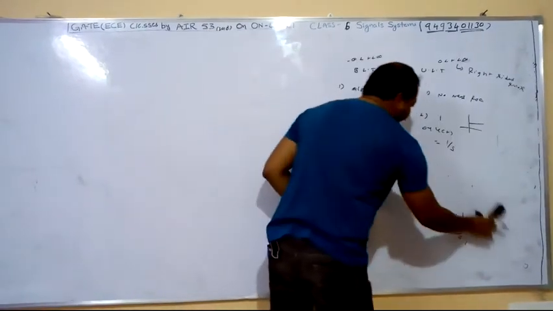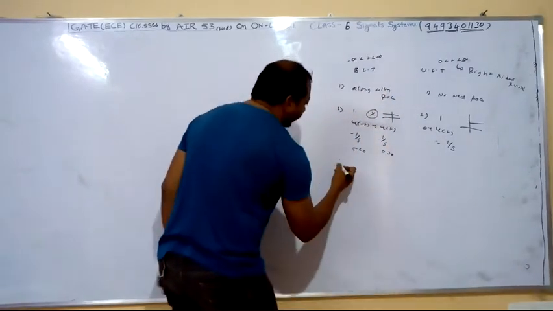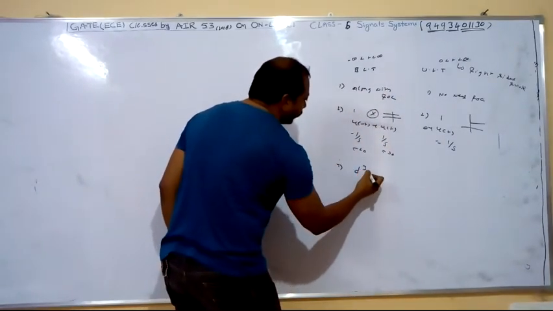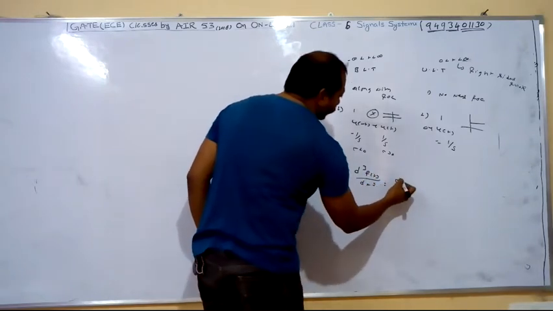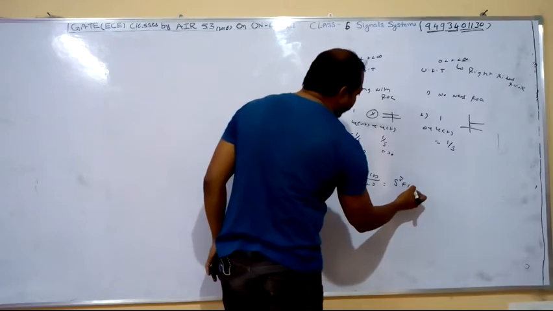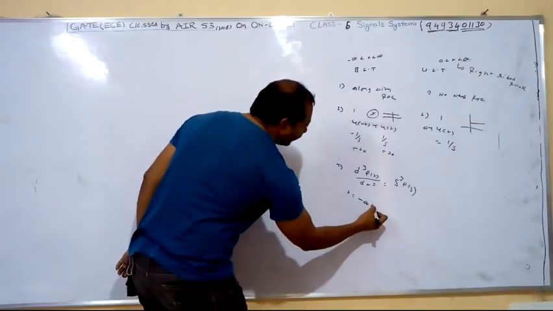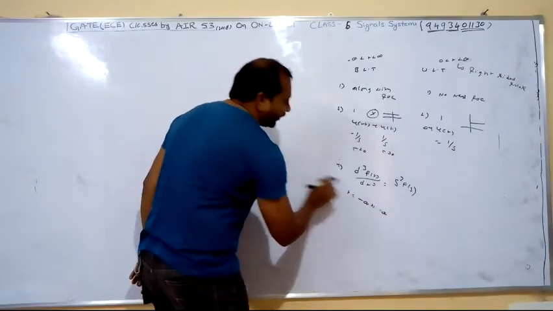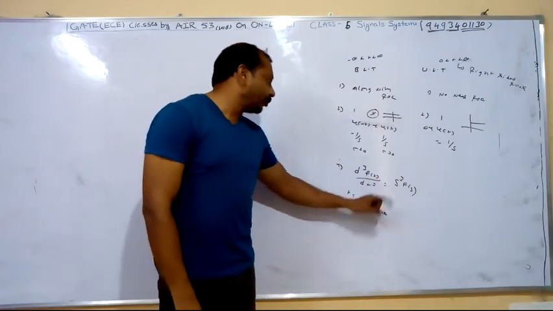Now next one, the bilateral Laplace transform. In the bilateral Laplace transform, the transform of d cube f of t divided by dt cube is simply s cube into F of s. Since the signal starts from minus infinity to infinity, before minus infinity nothing is there. So directly you can write this as s cube into F of s.